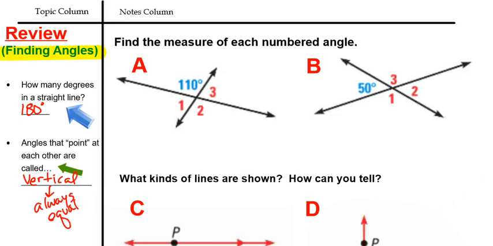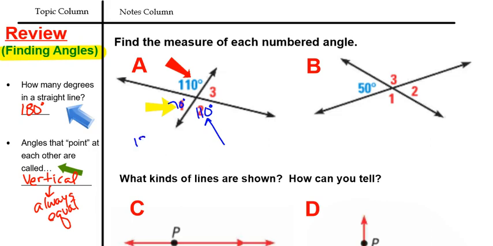So the first thing that I want to do here is look at letter A, and notice that they give you this 110 degrees right here, and we have to figure out how the other angle measures would be. And the first thing I notice is that angle 2 points right at the 110, so I know that that guy right there has to simply be 110 degrees. And then the other thing that I notice is that angle 1 is right next to 110, and that automatically makes angle 1 70 degrees.